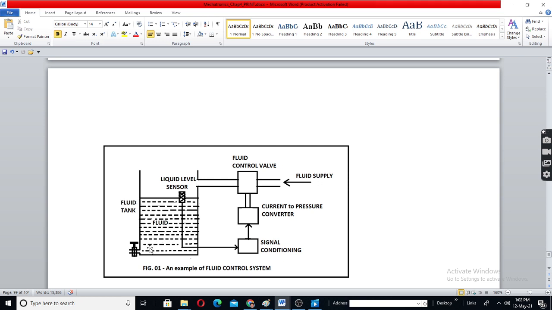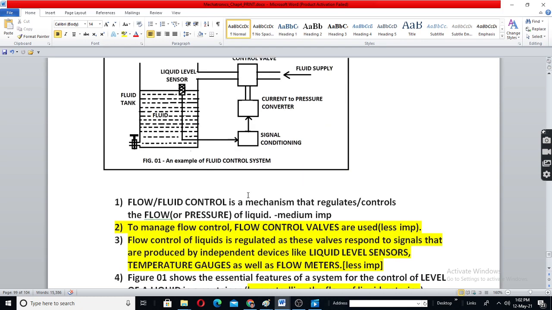You have an output valve here. You can use the fluid as you need. So as you draw liquid, the sensor will go down, the voltage will go down, the current will reduce, the pressure will reduce, the valve will open, fluid will come, and the level will rise. So this is an automatic fluid control system.